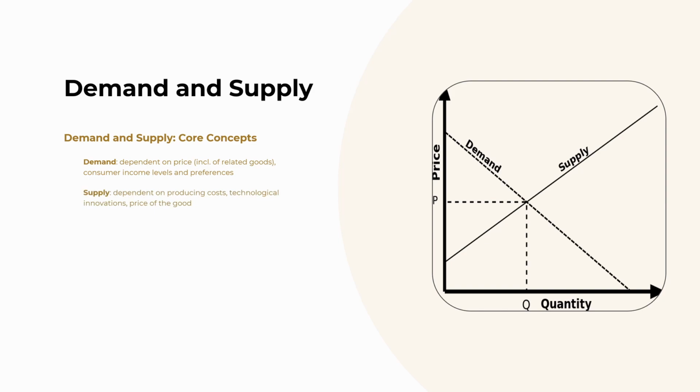Supply is dependent on the cost of production. So for instance, if the cost of production rises, then a business will have a lower supply of that particular product. It could also be dependent on technological innovations. For instance, these innovations might make the production of that particular product cheaper, thereby increasing the supply. And it also depends on the price of the good.